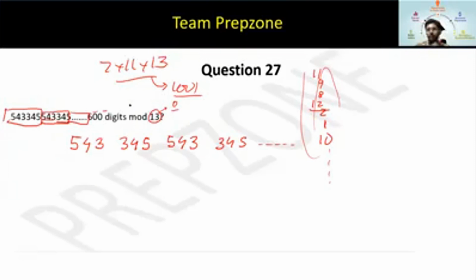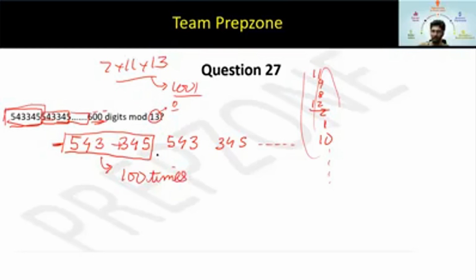If this is repeating like this, and it is 600 digits, I can say this pairing is 600 times 543, 345. If I've taken these 6 digits as a cluster, this is plus, this is minus, and this will be repeated how many times? 100 times. Is this clear, everyone? That alternate plus minus, and this will be into 100. Till here, is it clear?